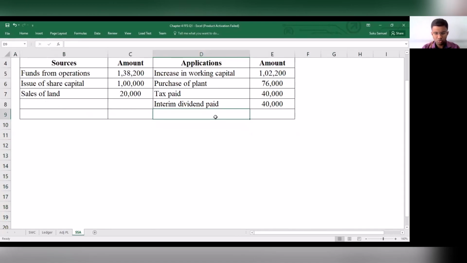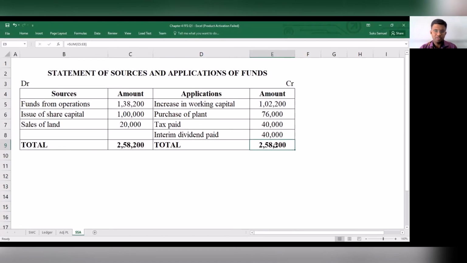Let me total up the sources and the applications and see how it works. So it has balanced, which means our fund flow statement is absolutely correct. Our sources are matching with our applications, and we have completed the preparation of the statement.